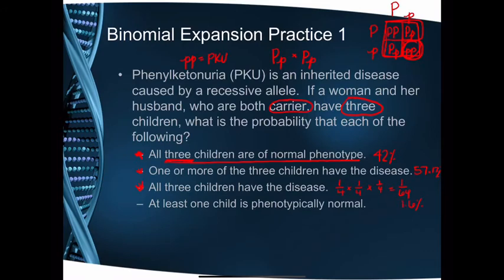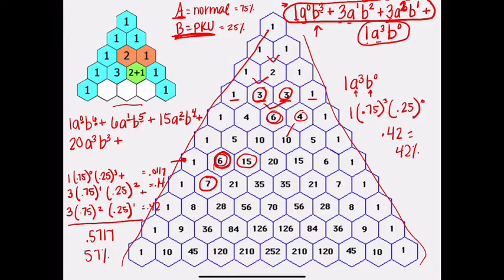Okay? Now let's look at the last one. At least one child is phenotypically normal. Okay? So we want at least one that's normal. So we want our A to be 1 or bigger. So that's going to be all of these. Okay, all of those. Now, I don't really have room to write this all out, so I'm going to have to kind of write on top of stuff.